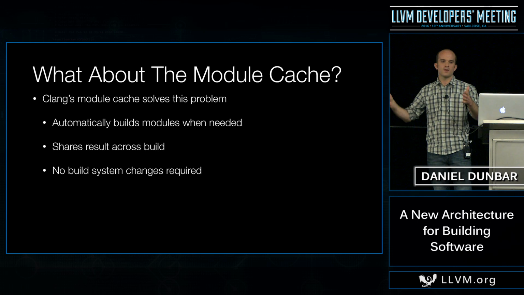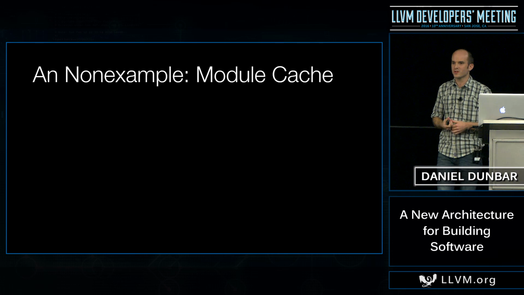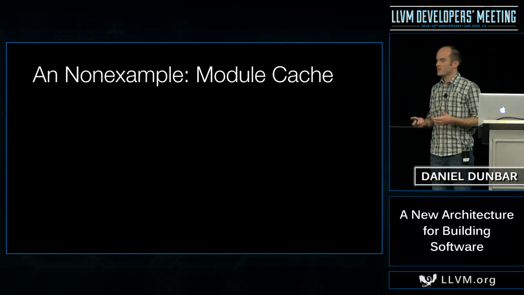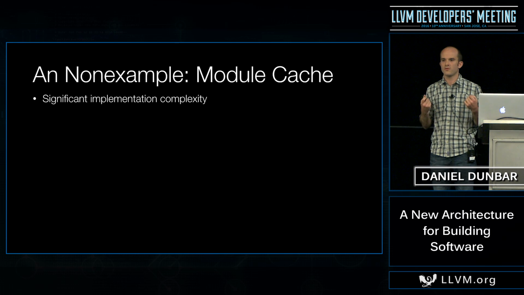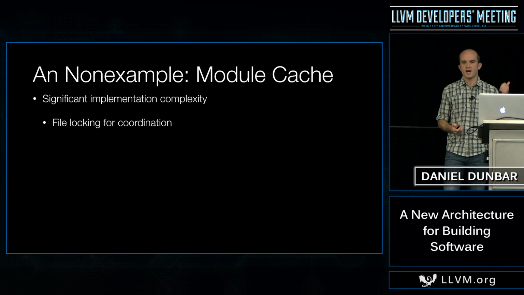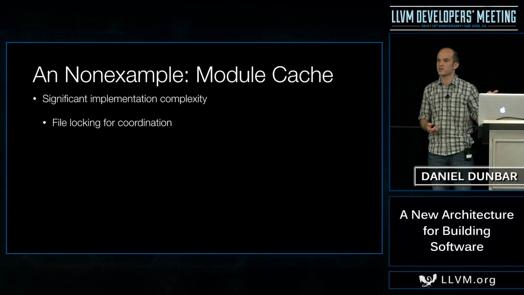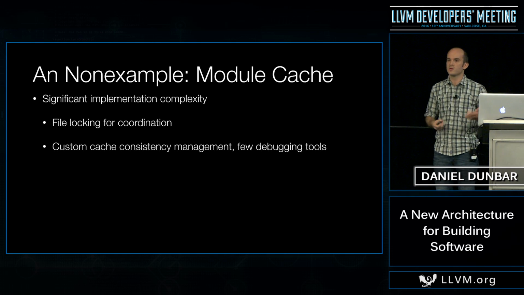So if we can do that, why don't we do it more often? The reason why is this is really a non-example. This is not how we want to tackle these problems. And the reason why is there is a very significant implementation complexity in doing something like the modules cache. The modules cache has POSIX file locking in order to manage coordination. It has its own custom cache consistency management scheme. So it has to watch and understand when it needs to rebuild modules.